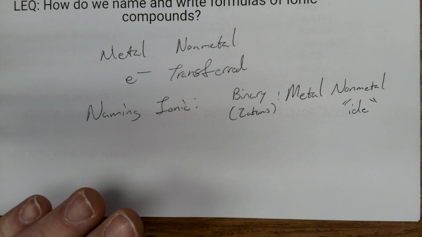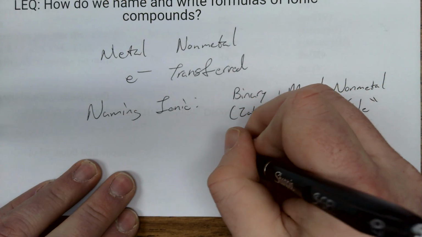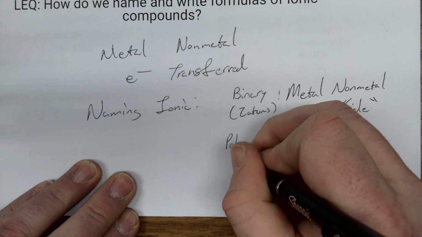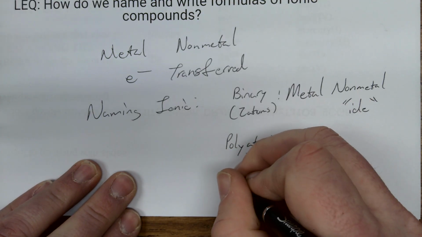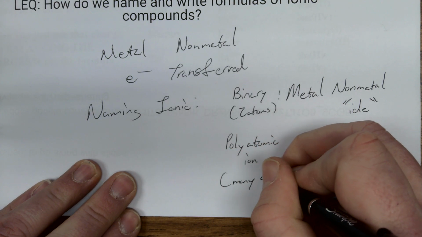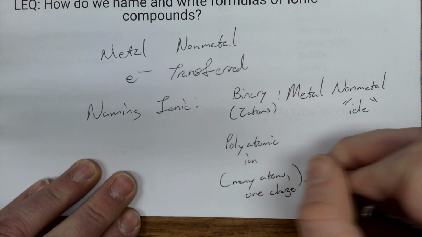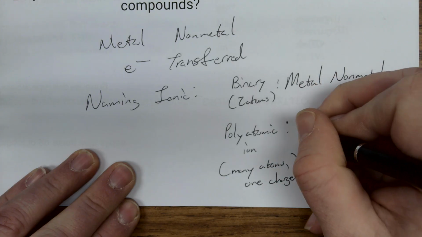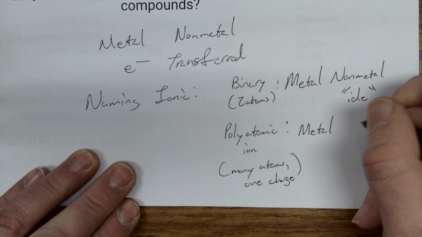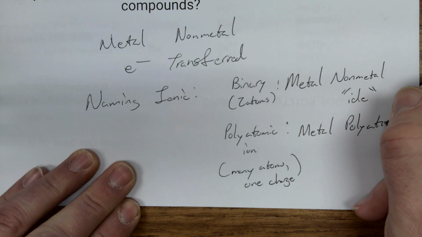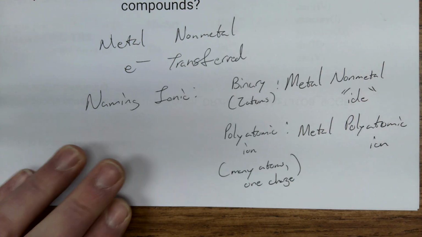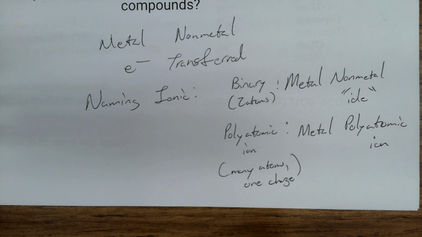And we were looking at an ionic compound with a polyatomic ion. That's just many atoms, one charge. Our naming scheme was just the metal and then the polyatomic ion. Whatever the name of the polyatomic ion, that's just what we named it. Easy peasy lemon squeezy.